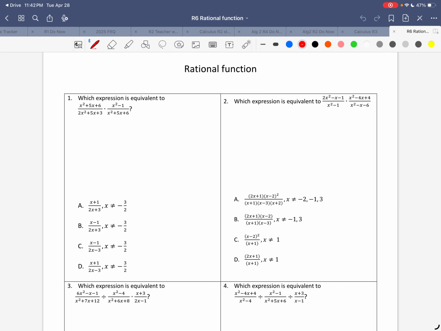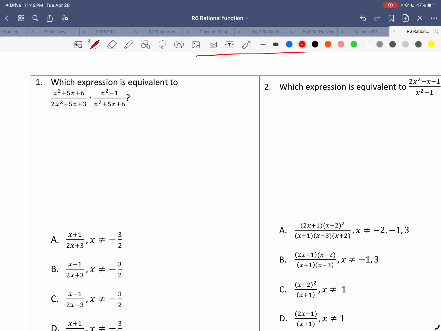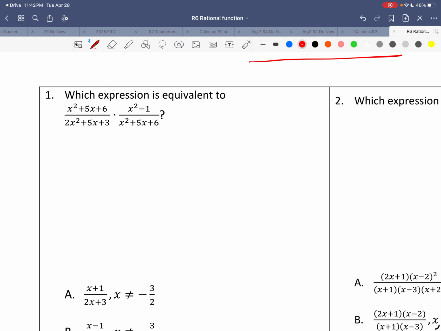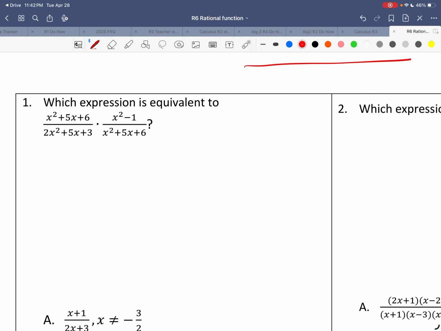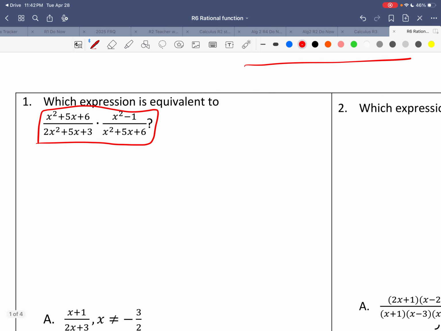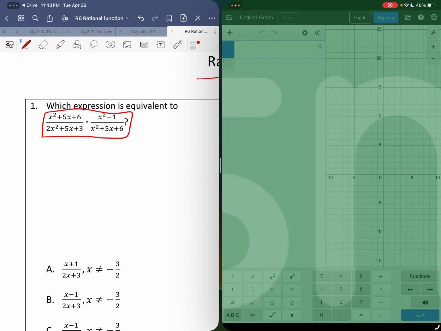This time we are going to go over this rational function review. This one is really easy. Practically speaking, the only thing that you really have to do is, when they ask which one of these is equivalent to this, you just have to put this one into decimals. Just be careful if you have made any mistakes while you're putting this one into decimals.